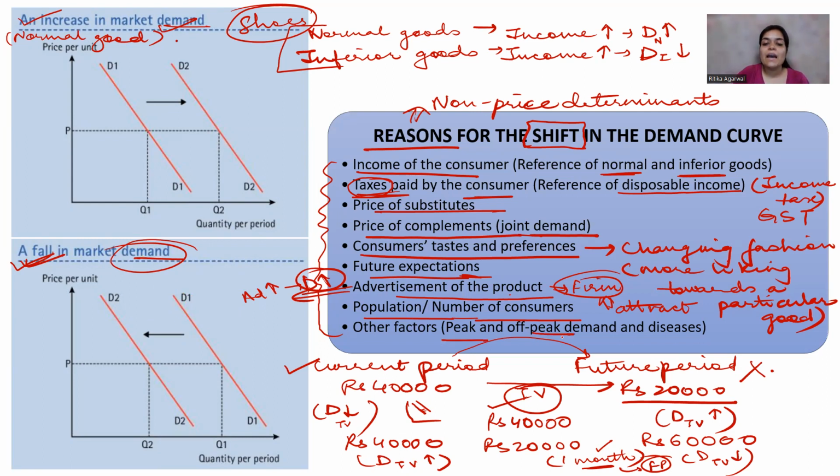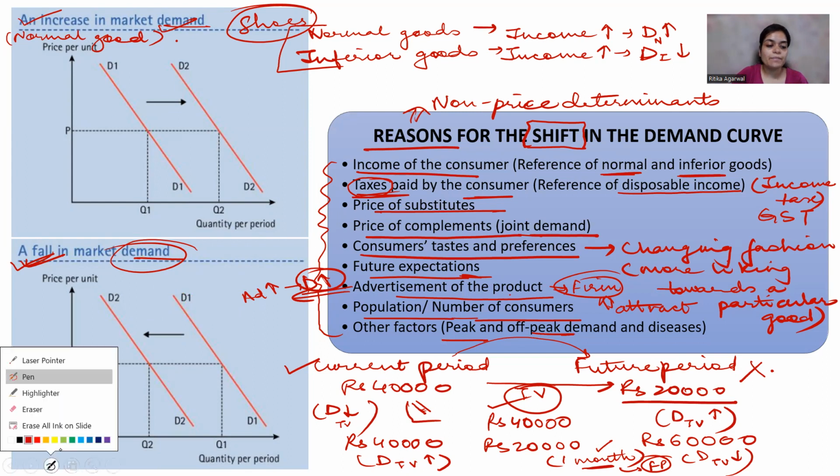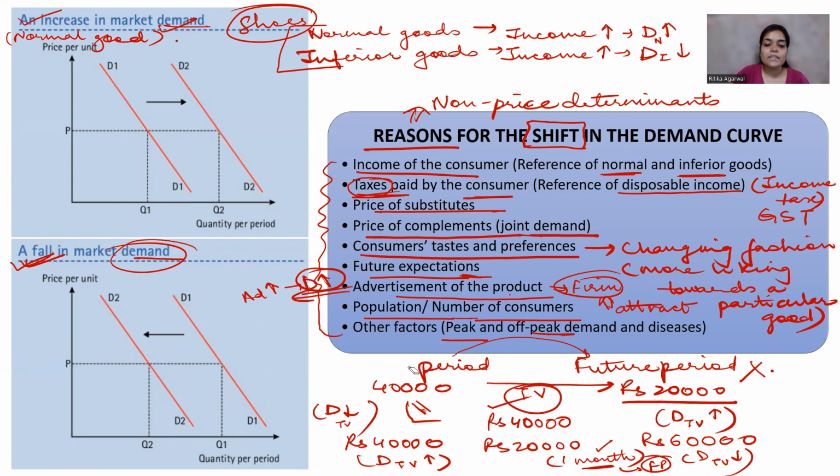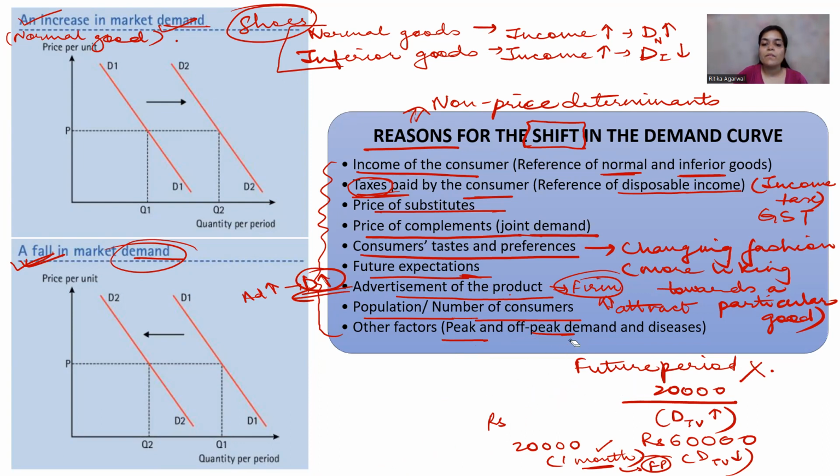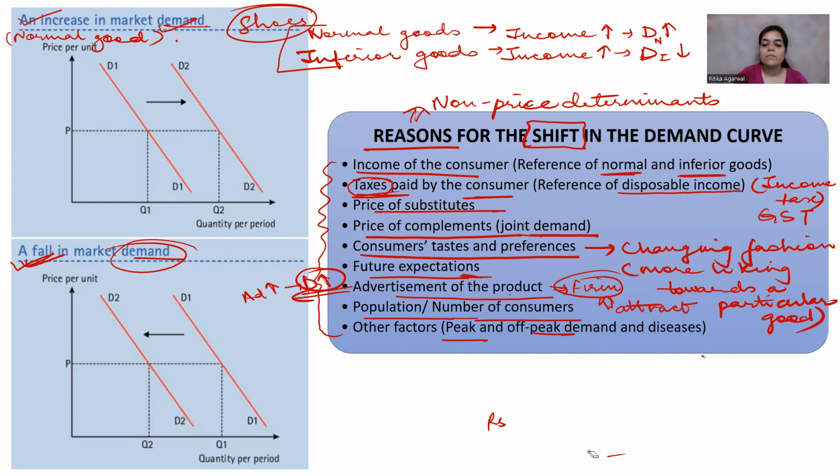And the last thing we have is peak and off-peak demand. So let's see what is peak and off-peak demand. Okay, so peak demand and off-peak demand, as the name suggests. Suppose peak demand. Peak demand is the demand for those goods that are seasonal generally. Now, what do you mean by seasonal?